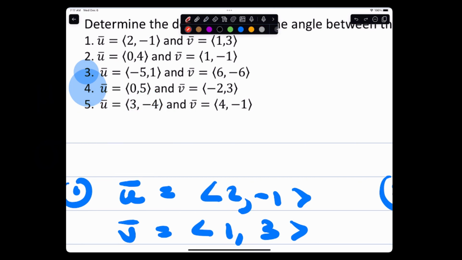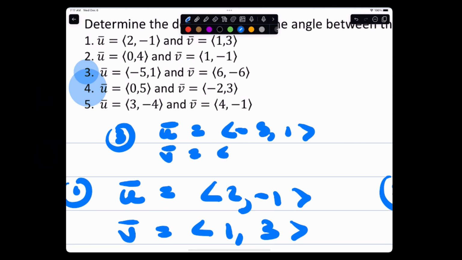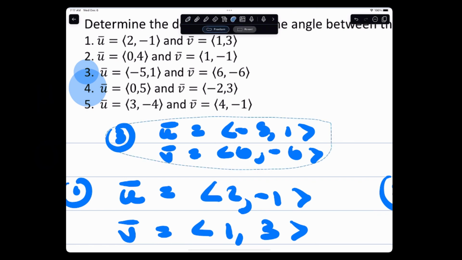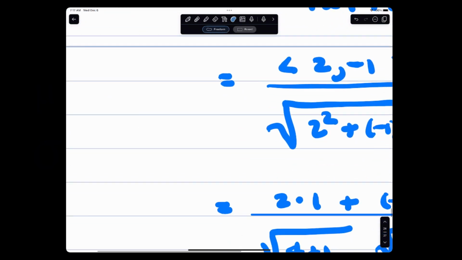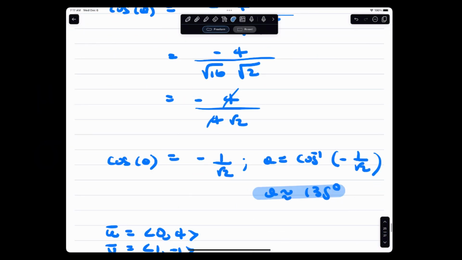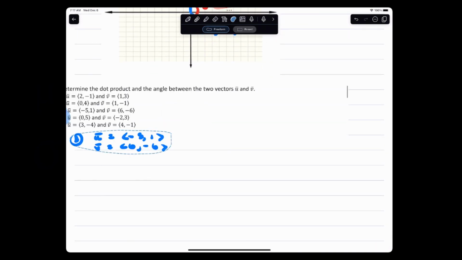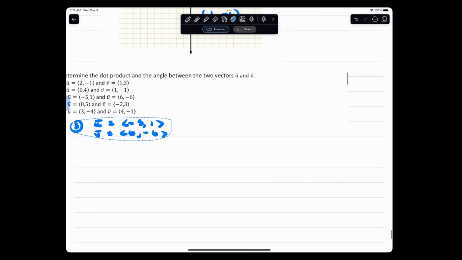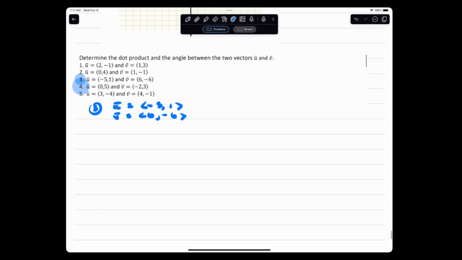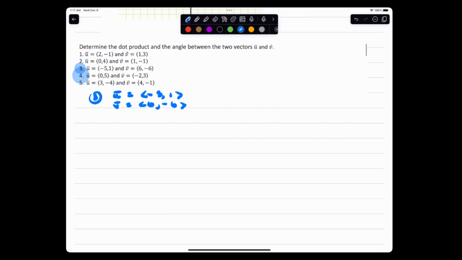Okay, so let me try to do this here. Copy number 3. Vector u is -5, 1, and vector v is 6, -6. Trying to find the angle between these two vectors. All right, well, okay, let's try to find this out. So cosine theta is u dotted v over length of u, length of v.